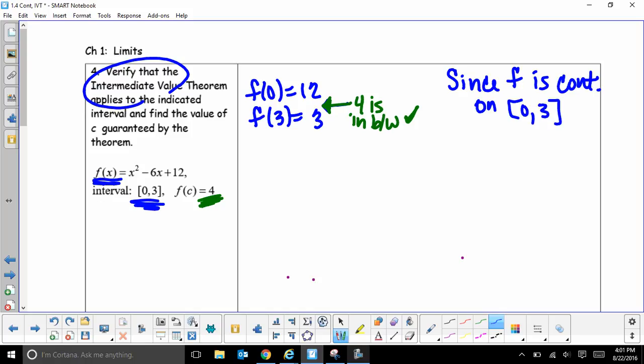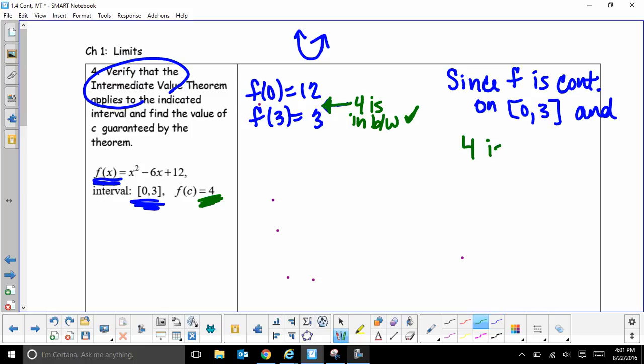Well, I just kind of wrote that down, but are we sure f is continuous? What does f look like? f is an x squared graph. An x squared graph is a parabola. Is that continuous? Yeah. So I'm okay to just go ahead and say it. I don't have to prove it. Since f is continuous on the interval 0 to 3. And then I had to talk about this k value, so this 4. And you can say this in several different ways.